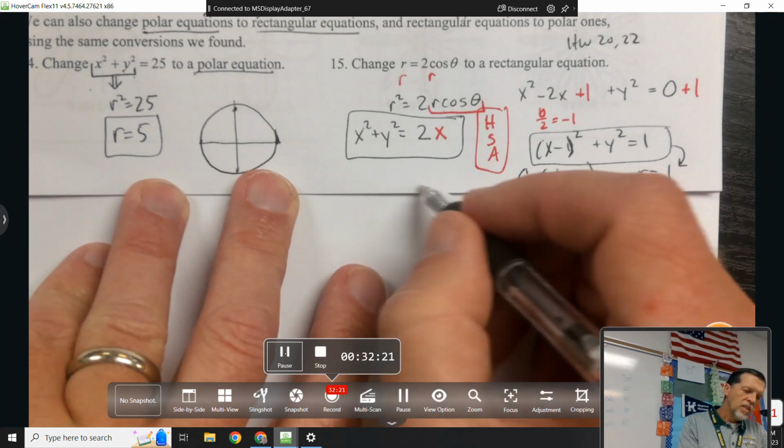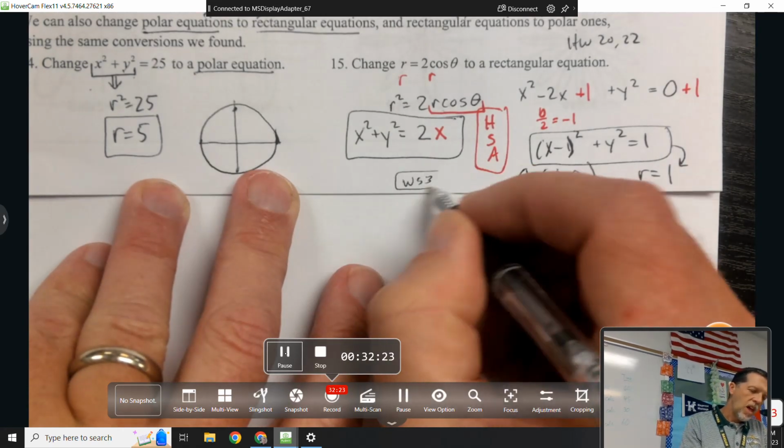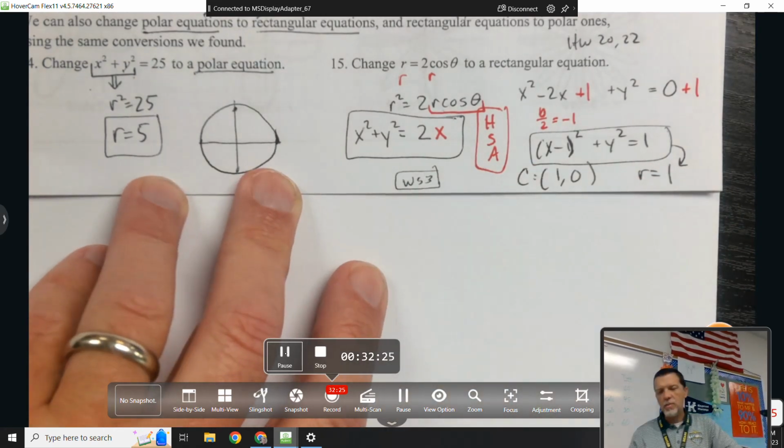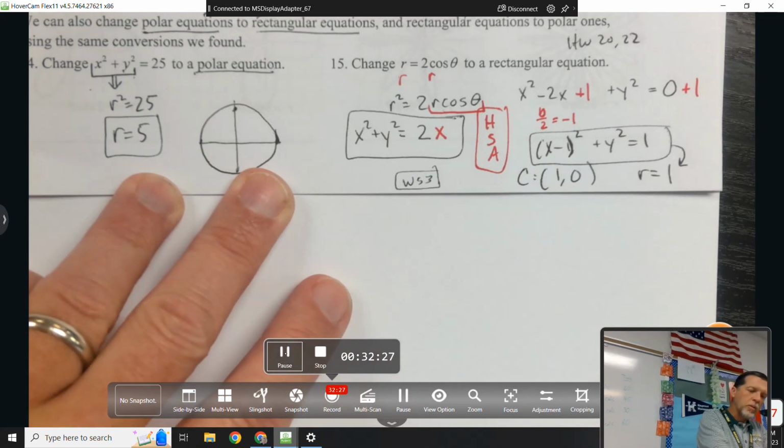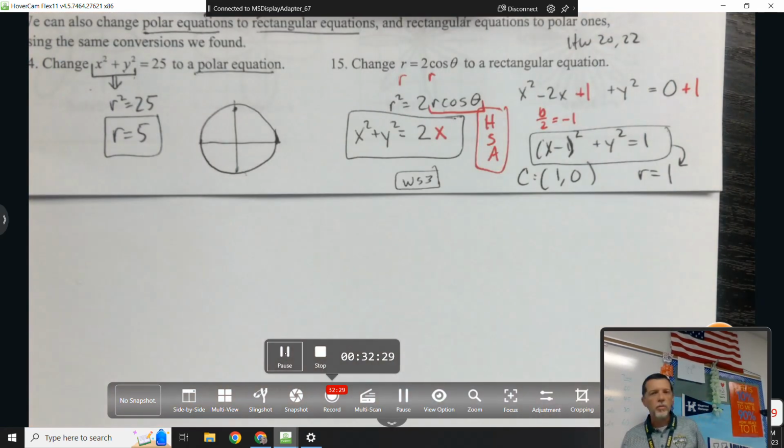All right, a lot of stuff covered today, but it's block day, and you still have plenty of time to work on the worksheet, worksheet number 3. So again, we shifted from parametric, that was the key stuff. Now we're into polar, which is the R stuff.